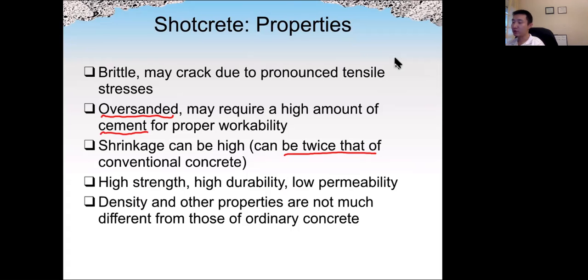Because the water cement ratio is low and we use silica fume, the strength will be higher. If the concrete does not crack, the durability will not be an issue, but we should pay attention to shrinkage cracking. The permeability will also be low because of the low water cement ratio and also silica fume. Other properties such as density will not be too much different from traditional concrete.